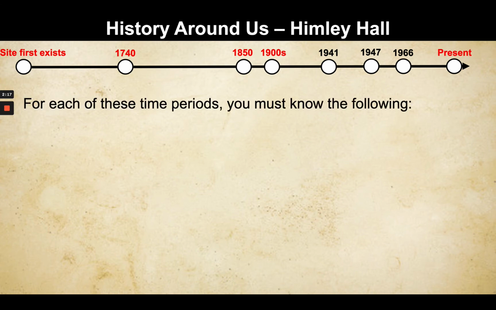For each of those time periods that I've mentioned, you need to know the following: the physical features of the site. What I mean by that is, how does the site, the building and the estate physically change throughout its history? In each of your paragraphs in your essay questions, you must mention physical features. If you don't mention physical features, you won't be able to access the mark scheme.